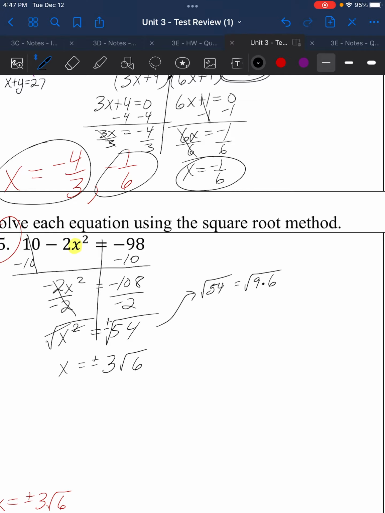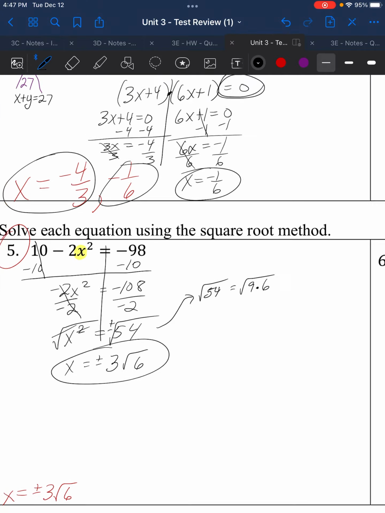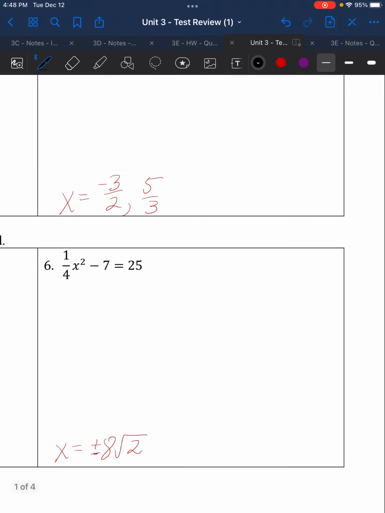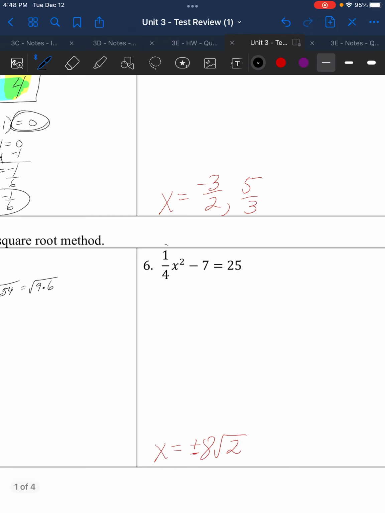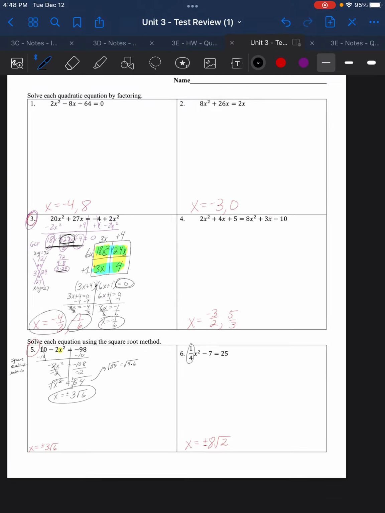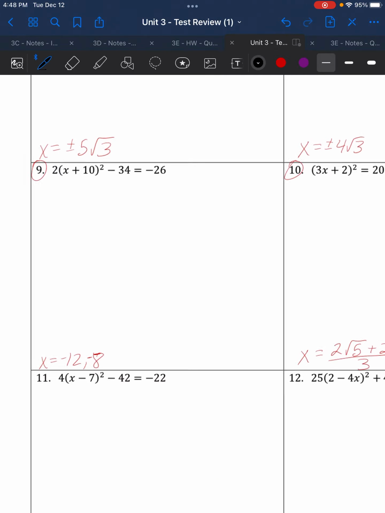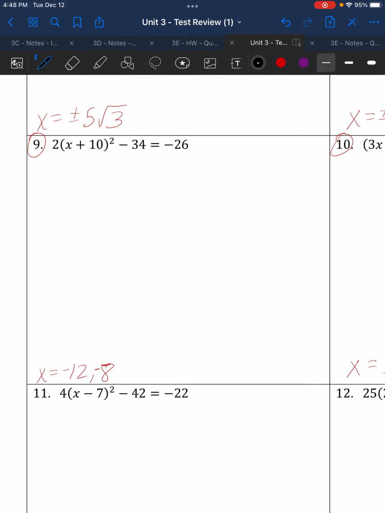So that is the square root of 9 times 6. The square root of 9 is 3. The square root of 6. And there we go. There's our answer. So number 6, your answer will be a plus minus 8 square root of 2. So don't forget, to undo this multiply by 1/4, you multiply by the reciprocal, 4 over 1.